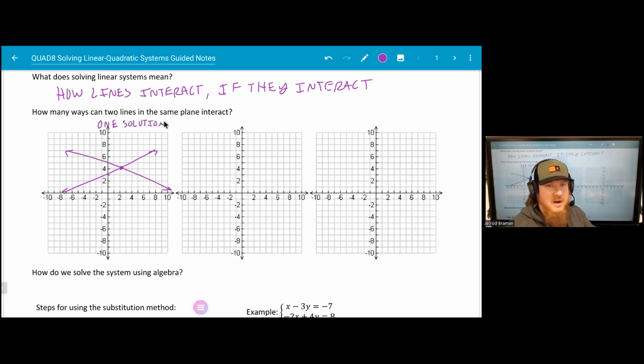Another way, I could have two lines that don't ever cross. How about that? No solutions because they are parallel lines.